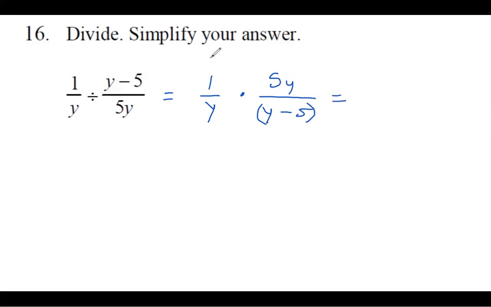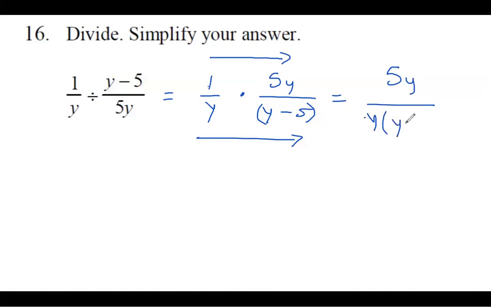Now, once we have that, we're going to multiply. Multiplication is very different to addition or subtraction. So remember, we're going to multiply from left to right. So it's 1 times 5y, which is 5y over y times y minus 5. Go ahead and keep it as separate factors. Do not combine them, guys, yet, because we're going to simplify.